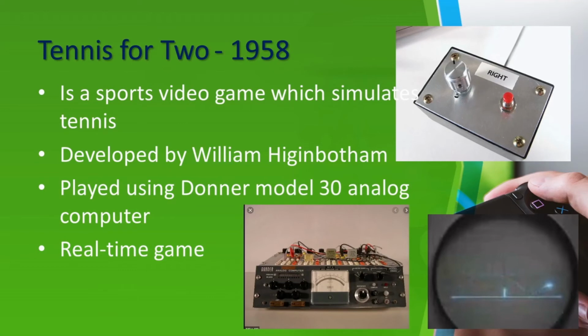Next, we also have your Tennis for Two that was developed in 1958. So it is a sports video game which simulates tennis. It was developed by William Higinbotham, played using a Donner Model 30 analog computer. So it's a real-time game. So as you can see, guys, this component in here is what we call the Donner Model 30 analog computer. So these are the earliest versions of computers. So the controller that is being used will be this one, okay? And this is the display.